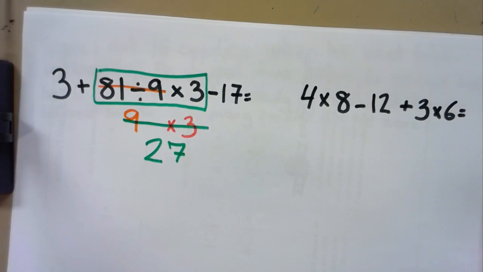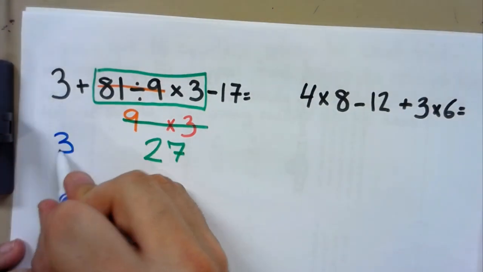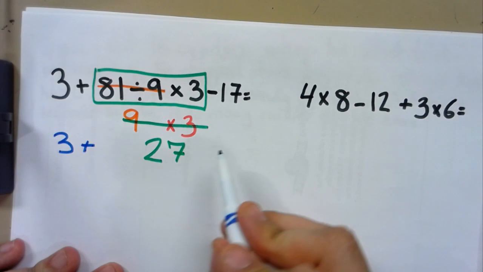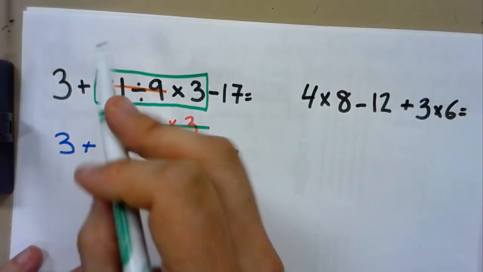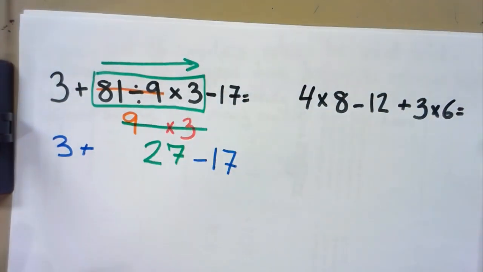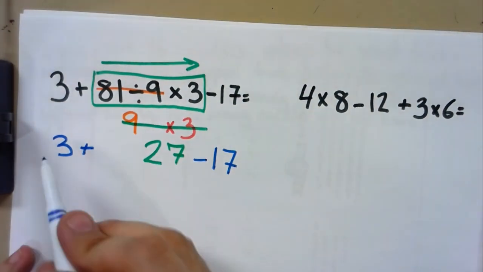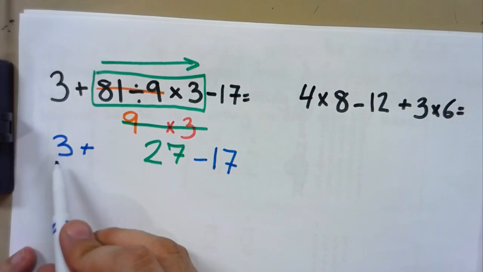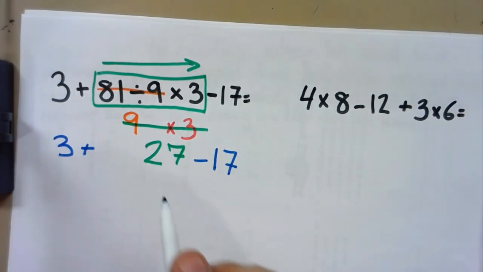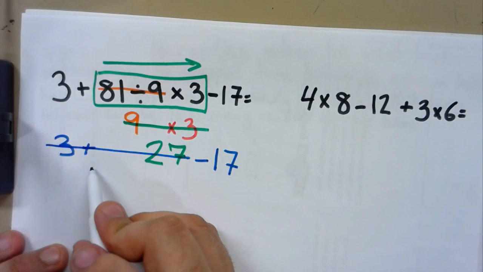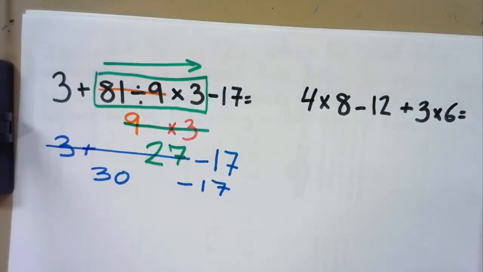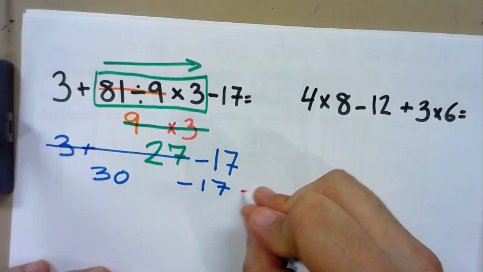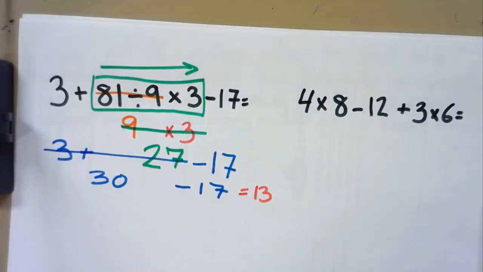as 27. So now I'm just going to bring down the rest. 3 plus 27 minus 17. And just as earlier we worked left to right, here we're going to work left to right as well. 3 plus 27 equals 30. 30 minus 17 equals 13. Let's take a look at this next one.